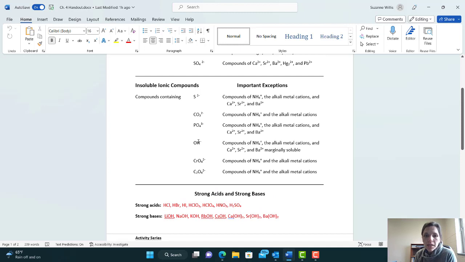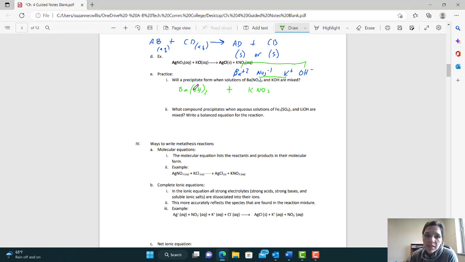Here's hydroxide. He normally is insoluble unless he's with barium. Do you see that this time hydroxide would be insoluble, but he's with barium, so he's going to be soluble. So he actually will be soluble. He will be aqueous. So far we do not have a solid.